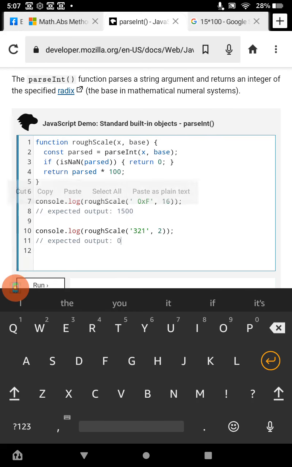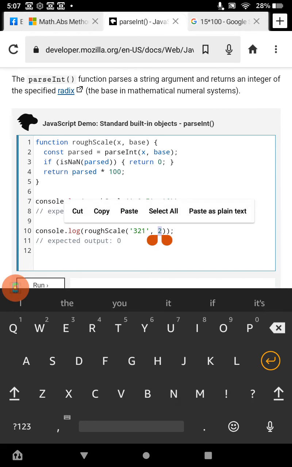Whereas this is not being interpreted accurately as a decimal value, because it's being given by the programmer base 2 instead of base 10. There you go.